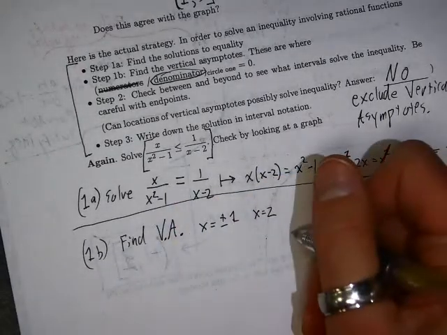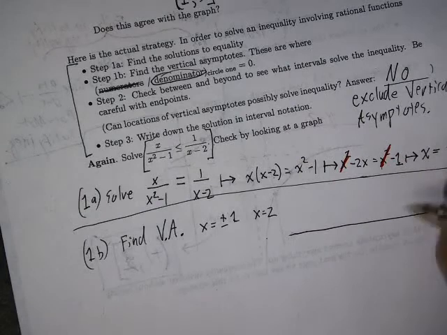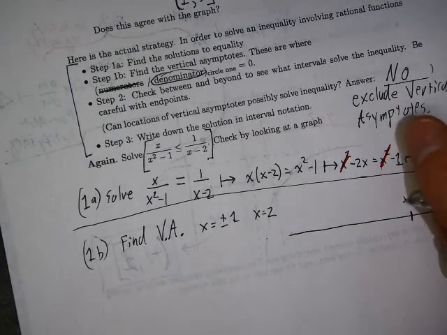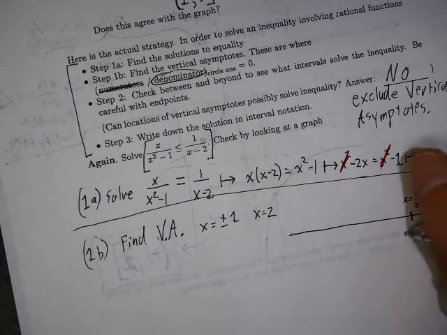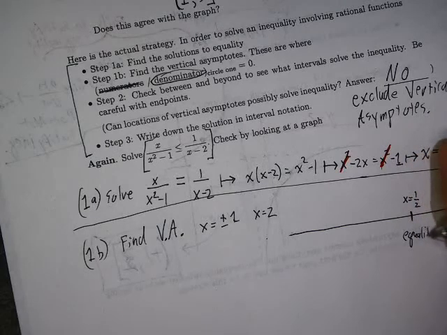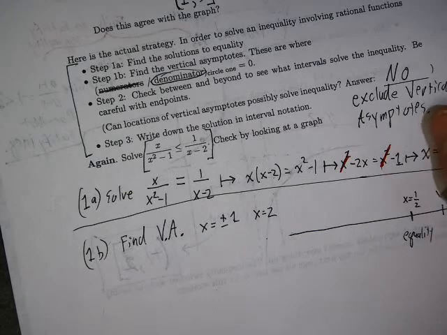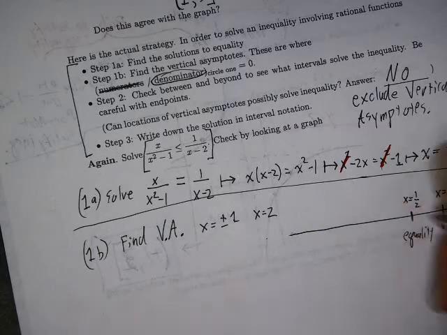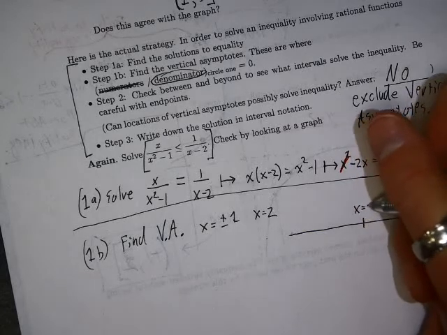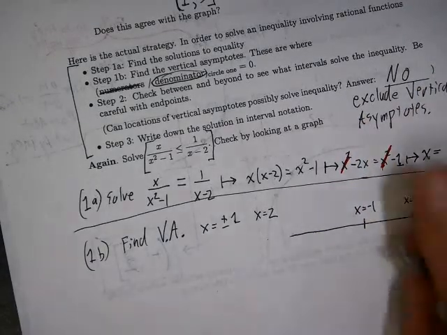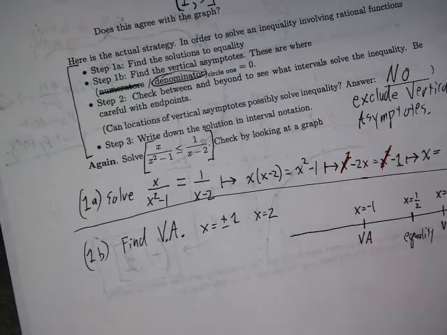Let's draw this number line and pick some sample points. So x equals 1/2 is important. That's where equality happens. I know that x equals 1 is important. That's where a vertical asymptote lives. I know that x equals 2 is important. That's where another vertical asymptote lives. I know that x equals negative 1 is important, because that's where another vertical asymptote happens.